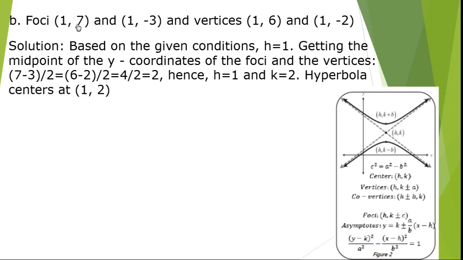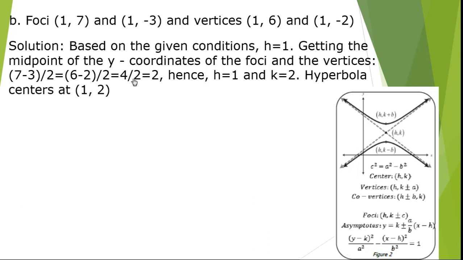We have here foci (1, 7) and (1, -3), and vertices (1, 6) and (1, -2). So based on the given condition, again, h is fixed. So this simply shows that our h is 1. And the hyperbola looks like this. The expected equation that we're going to have is of this form: (y - k) squared over a squared minus (x - h) squared over b squared equals 1. So we need the a squared and the b squared.